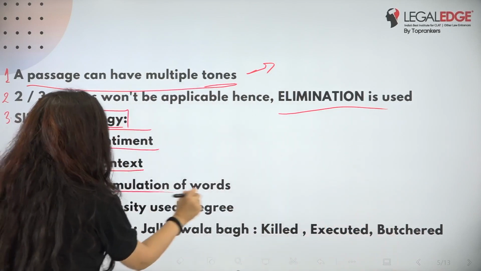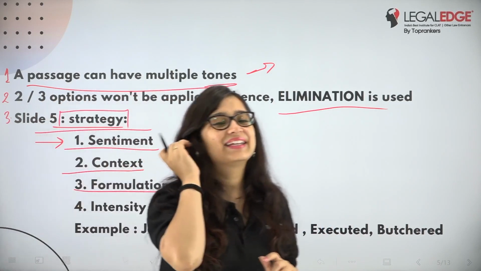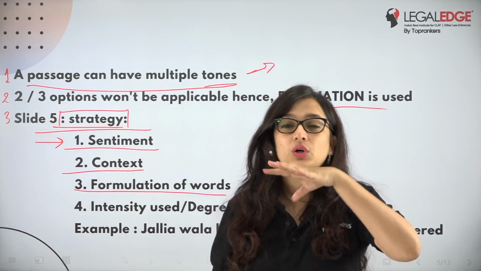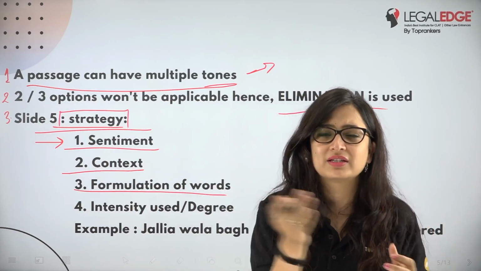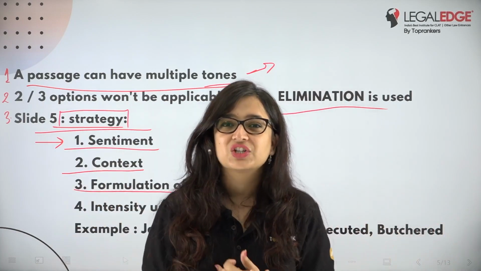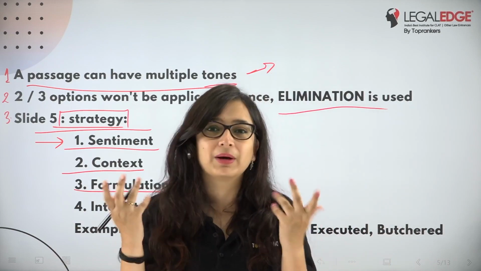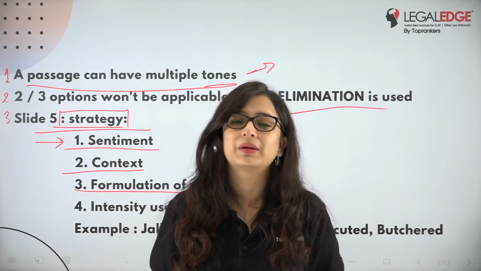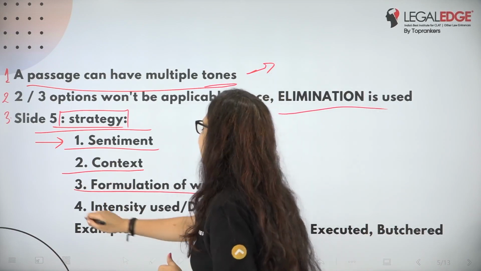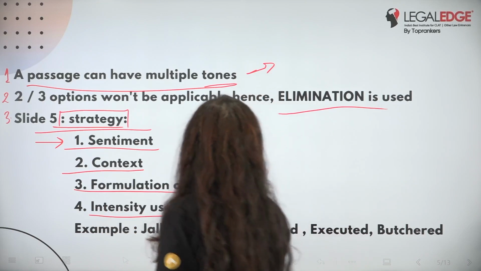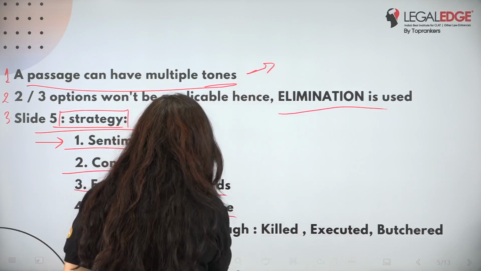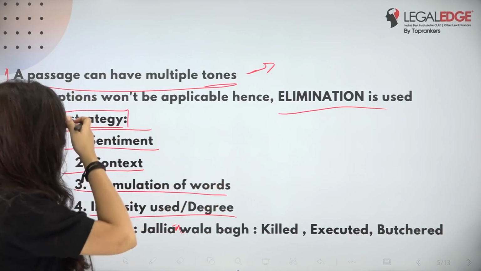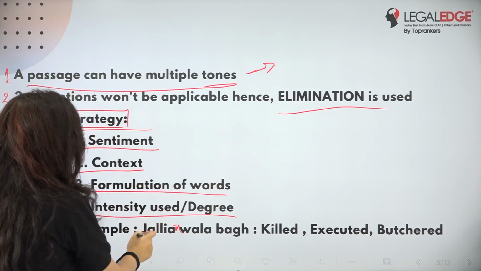Next is the formulation of words. हमें देखना है कि कैसे वर्ड्स यूज किए गए हैं. There might be chances that the words used are very elaborate and beautification has been the primary purpose of the author, and then there are chances that the words might be as simple as it can be. Next is the intensity in which they have been used. So I have given an example over here, the Jallianwala Bagh massacre.